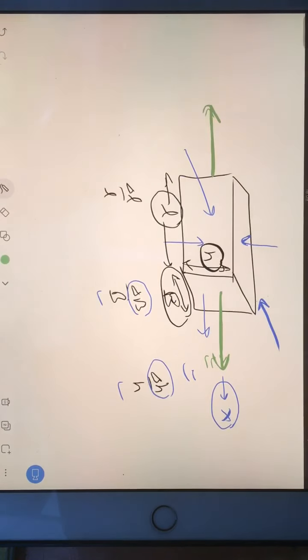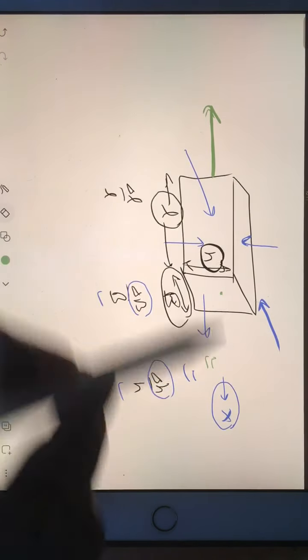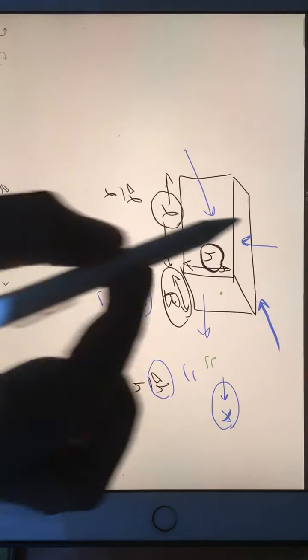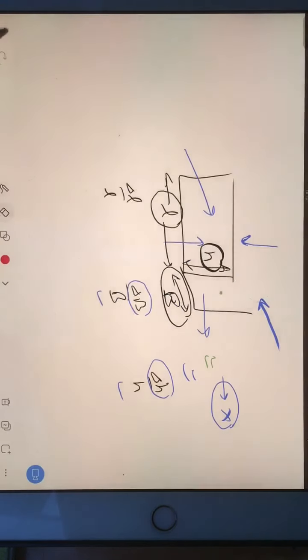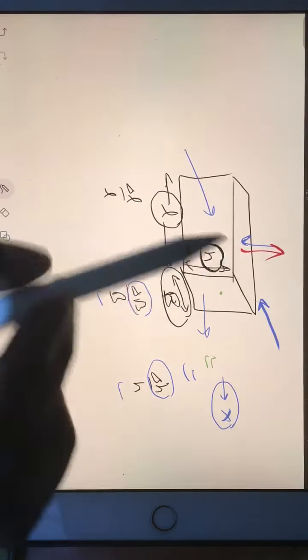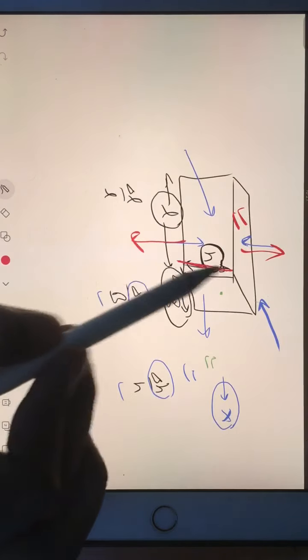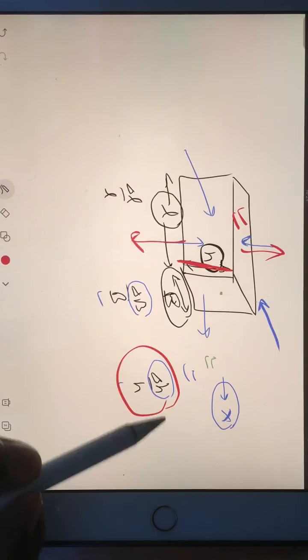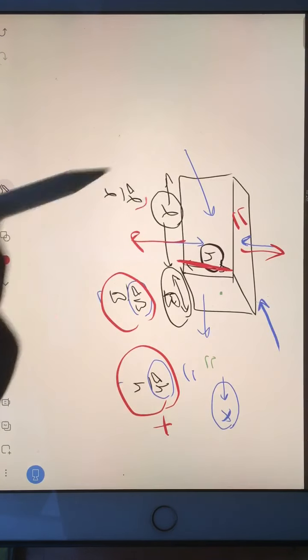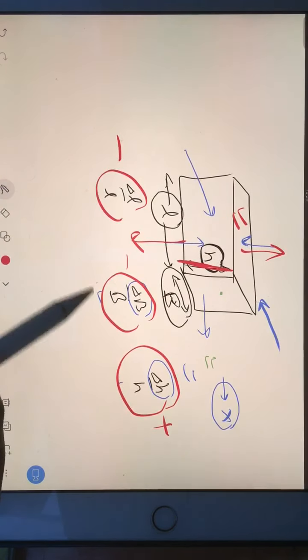If the same load you don't apply here, if the same load you apply like this, then what will happen? The H dimension strain will be positive, but the remaining two will be negative. B is again negative.